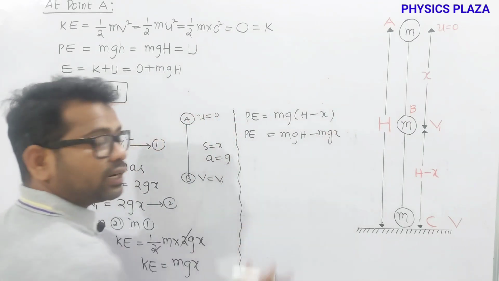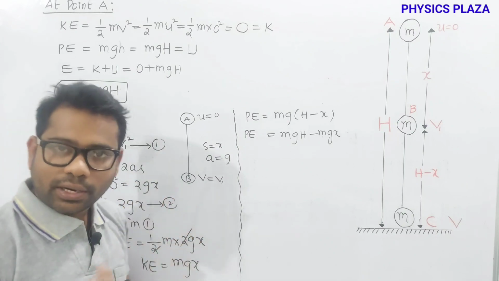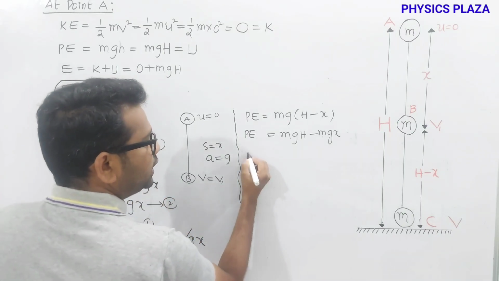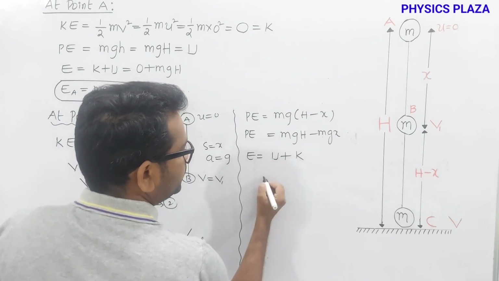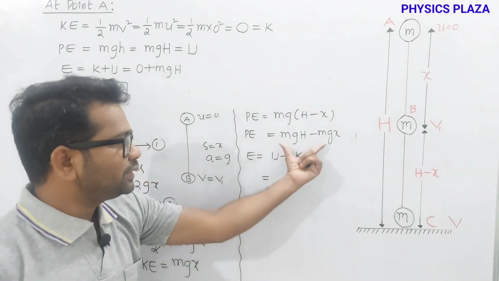Now, what do we have to calculate? We have to calculate the total mechanical energy. So, children, mechanical energy is equal to what? Potential energy plus kinetic energy. So, potential energy is equal to how much we got? This much we got.